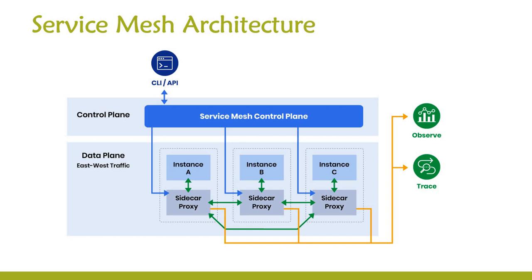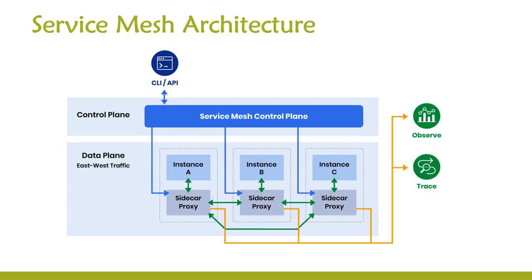Then move to the data plane, which handles what we call east-west traffic. The data plane is where the actual traffic between the services occurs. In this diagram we can see there are three instances: instance A, instance B and instance C. Each instance has a sidecar proxy associated with it. Here we can see the green arrows connecting them.